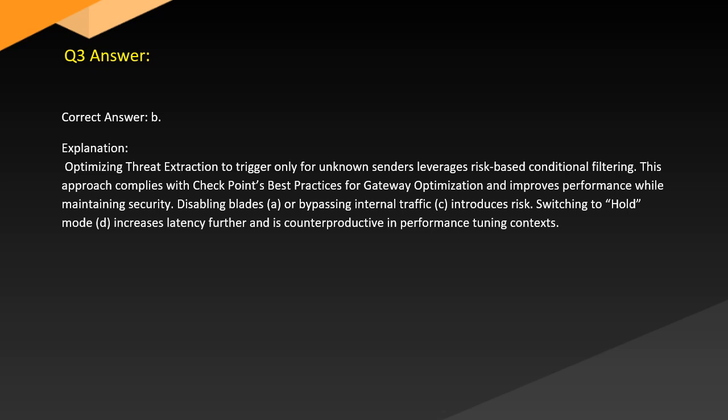Optimizing threat extraction to trigger only for unknown senders leverages risk-based conditional filtering. This approach complies with Checkpoint's best practices for gateway optimization and improves performance while maintaining security. Disabling blades (A) or bypassing internal traffic (C) introduces risk. Switching to hold mode (D) increases latency further and is counterproductive in performance contexts.